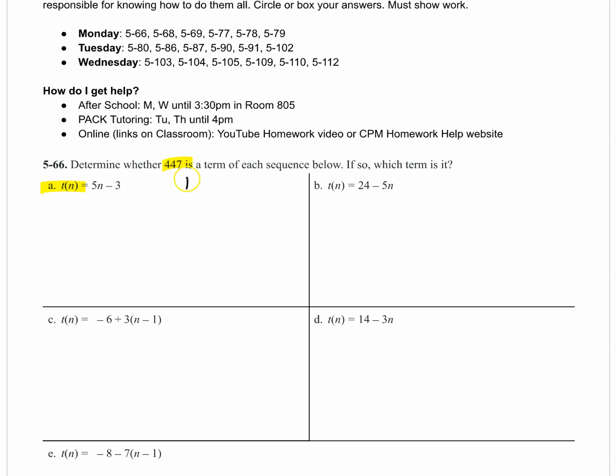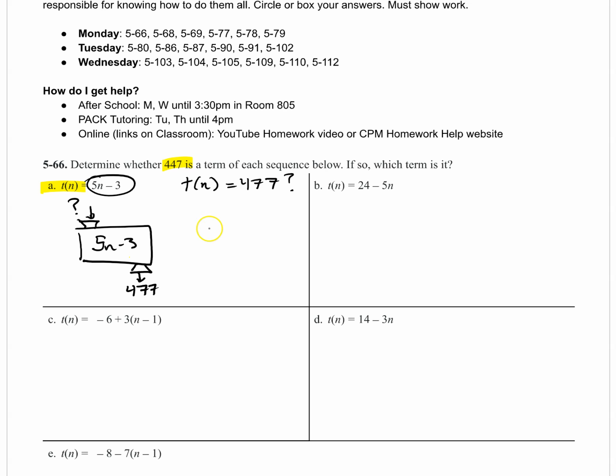Alright, so the question is, is T of n equal to 477? And the way you think about these is you take this equation, think about it like a function machine. What number do you have to input for the output to be 477? And remember, sequences only input whole numbers.